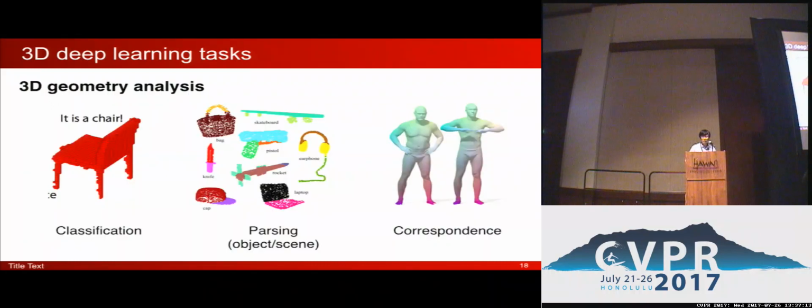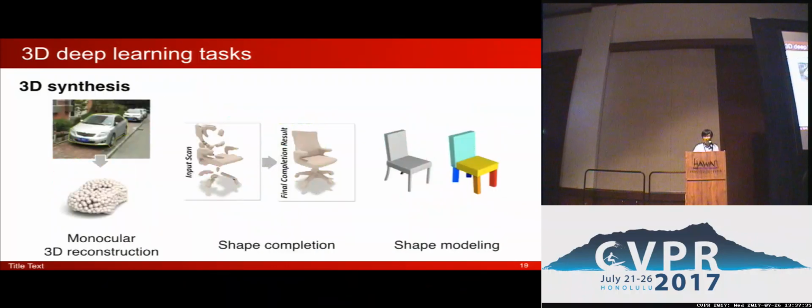For 3D geometry analysis, there are a number of exemplar tasks, like 3D classification. Given some 3D object, maybe it's a volume, maybe some other form, what's the object? Or 3D parsing: given the 3D object, what are the parts of it? Or given a scene, what objects constitute it? And there's the correspondence problem, trying to build point-wise or part-wise correspondence across shapes. The second main type of task is 3D synthesis. You may want to build a 3D model out of a single image, or complete a partial scan, or do modeling based upon other constraints.